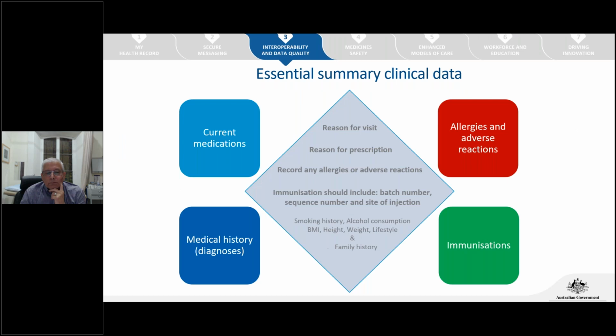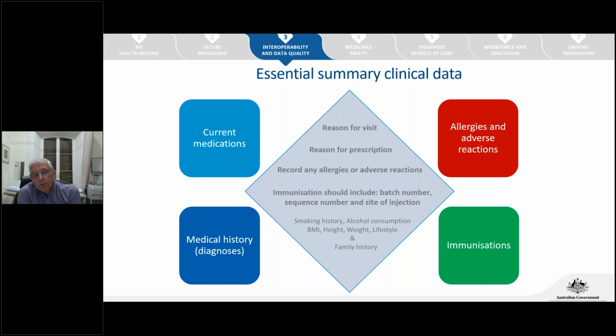So let's move now to the essential summary clinical data. And you can see here on this slide, there's obviously 4 types of that essential clinical data that should be captured in a patient's My Health record. But there's obviously more to that than just the 4 types. There's a lot more that contributes to that clinical data set. So Peter, would you be able to now talk us through the essential data and what actually goes into that, and some of these other areas that we should also be looking at?